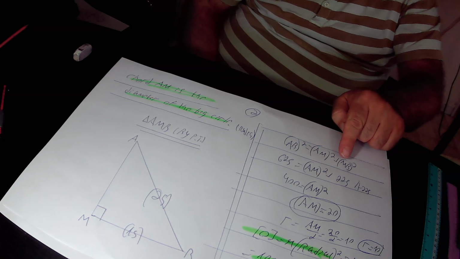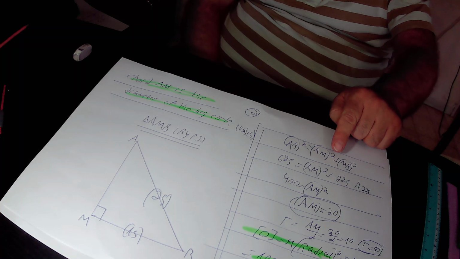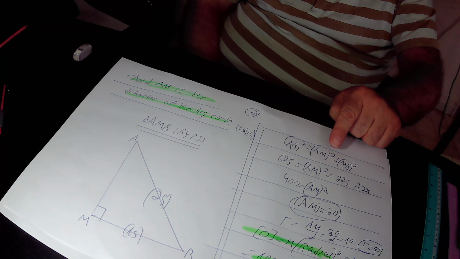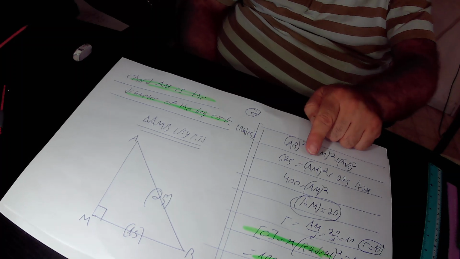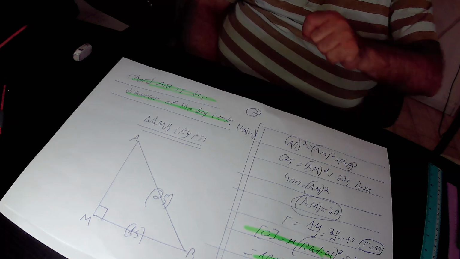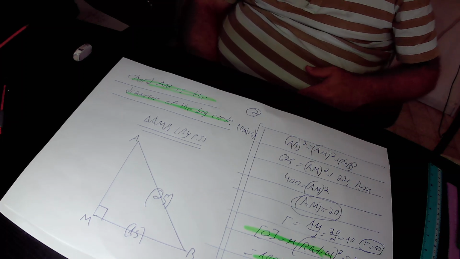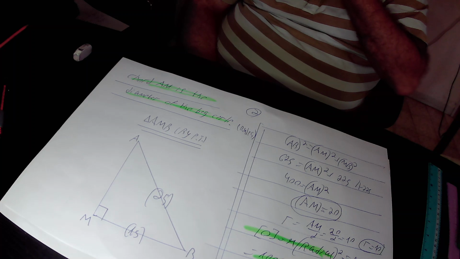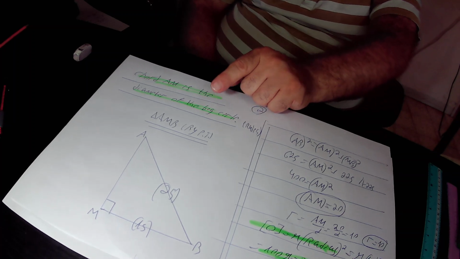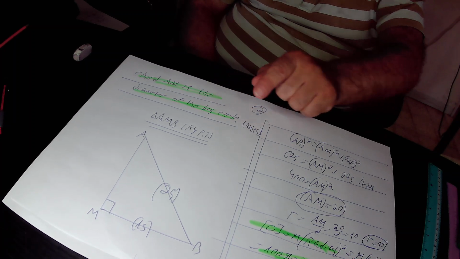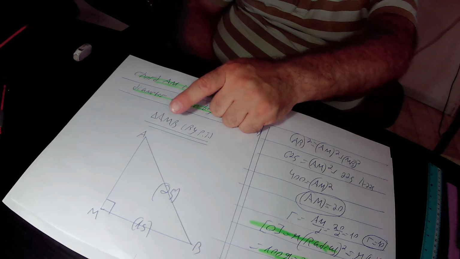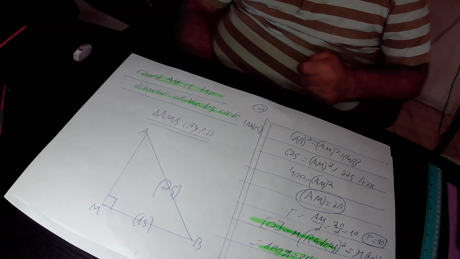Here we subtracted 225 from this equation, and found that 625 minus 225 is 400. So 400 equals AM squared. Here we took the square root of this equation, and finally found that AM equals the square root of 400, that is 20. So side AM equals 20 units in its length.